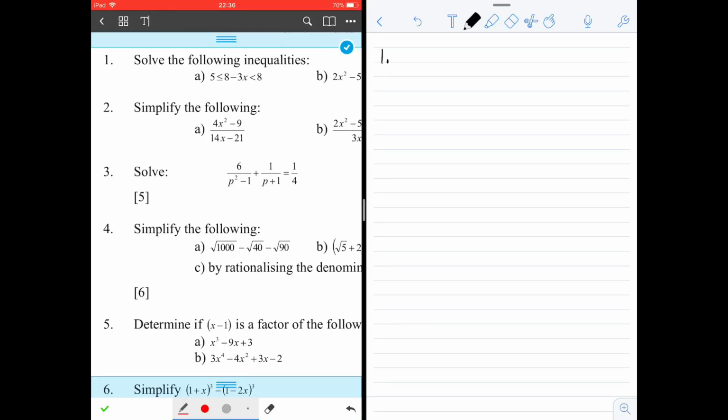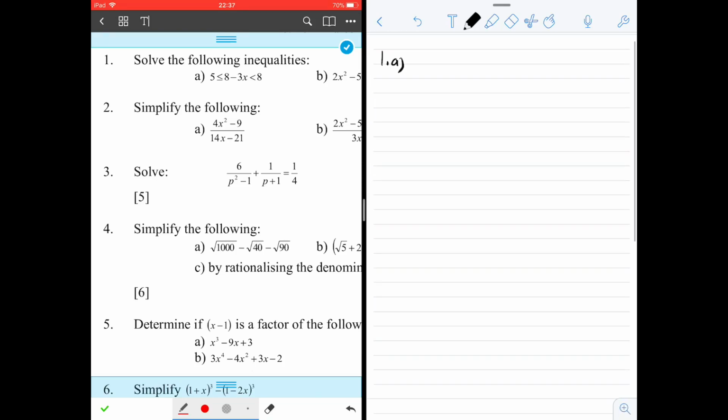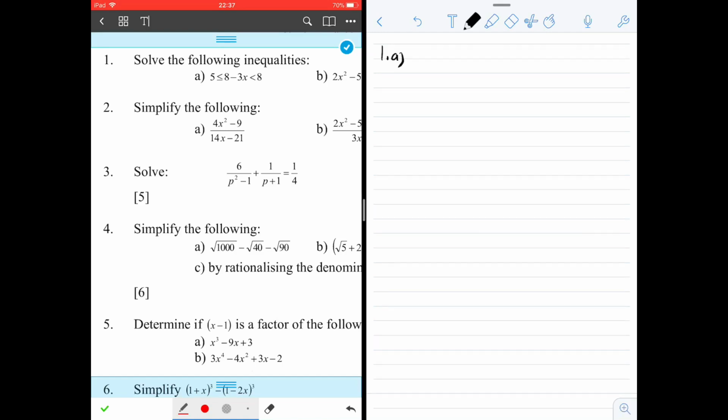For question 1, part A, we have a double header sort of inequality. A couple of different options here, which I'll try and show you. The first is that we deal with them as separate inequalities and then combine the results at the end. And the second is that we try and deal with all three parts at once. To begin with, I'll show you the separate method.